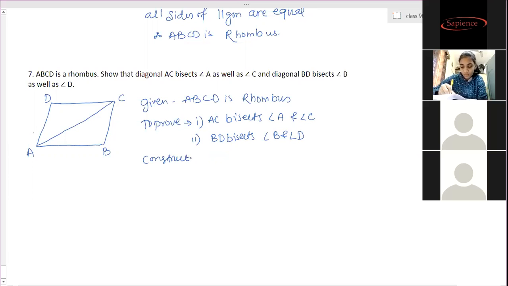Construction: join AC in the first case, and for the second case, join BD. It's simple, the isosceles triangle property we have to use. We know that in a rhombus all sides are equal. AB is equal to BC, we know. Therefore, this angle is equal to this angle. We'll consider this is 1, this is 2, this is 3, and this is 4. Angle 1 and angle 3 are equal.